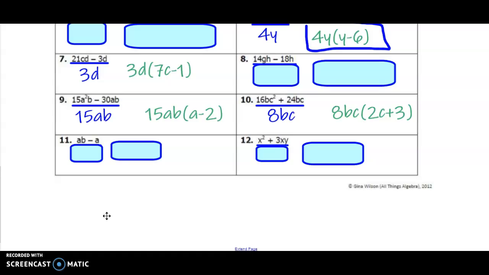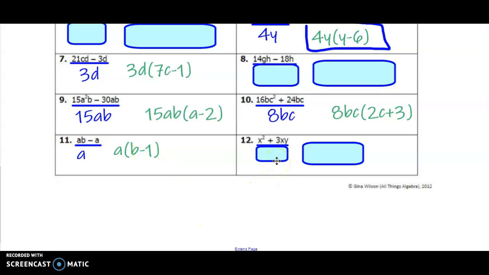11 and 12 look a little different, but they're still pretty much the same idea. There are no numbers, so I just look at my variables. What do I have in common? I have an A in both terms, so that's my GCF, is A. When I divide AB over A, the A's cancel out, and I'm left with a B. A divided by A gives me 1, because anything divided by itself is a 1. So I put my A, which is my GCF, on the outside, and then B minus 1 on the inside.